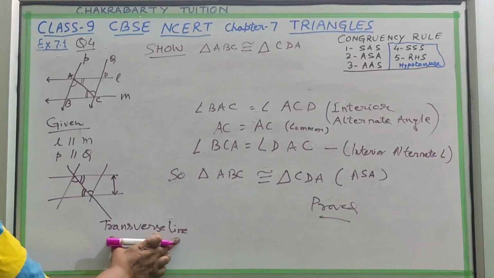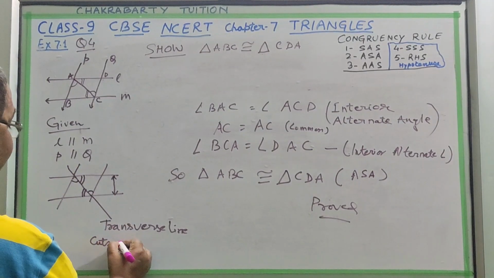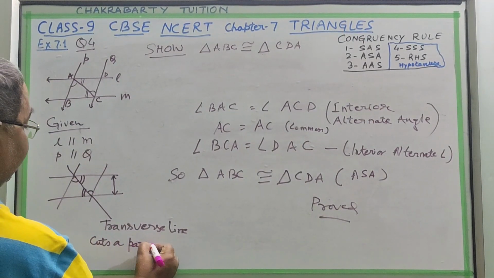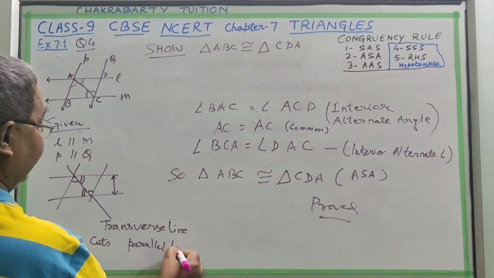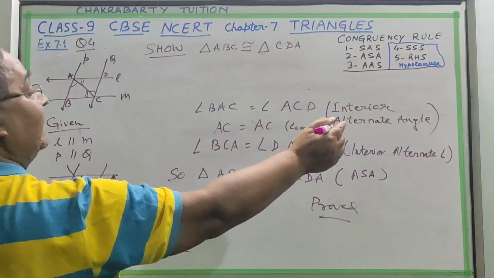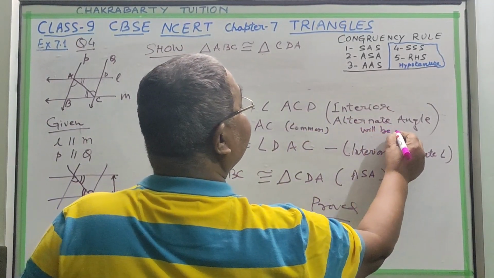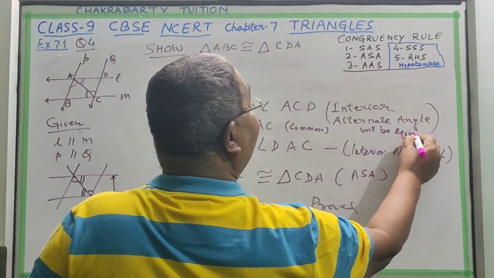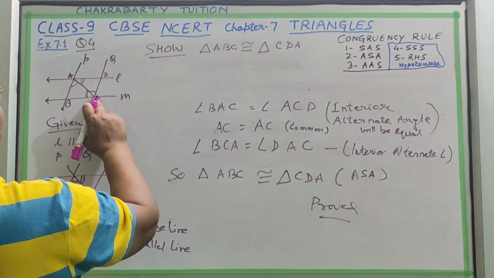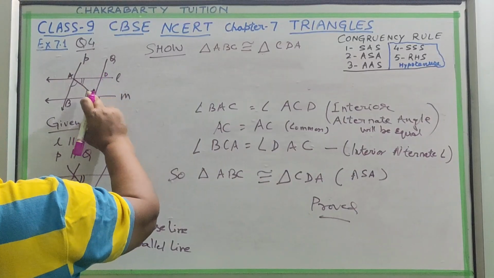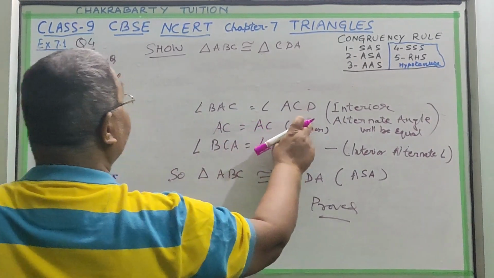So when a transverse line cuts parallel lines, your interior alternate angles will be equal. Based on that, your angle BAC, this angle, and angle ACD, this and this angle, will be equal.